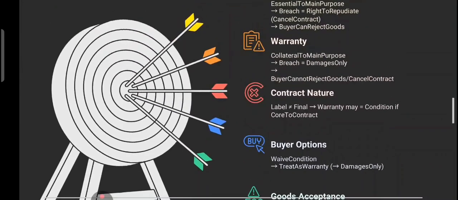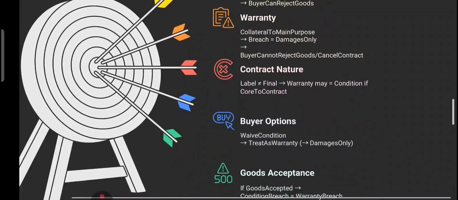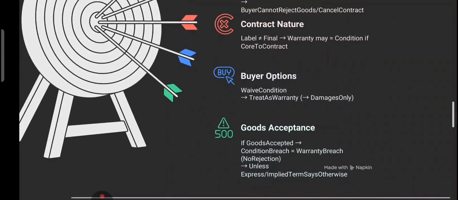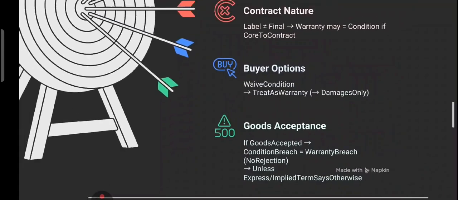To wrap it up, let's summarize the points we have covered. Condition means cancellation plus rejection. Warranty means damages only, and the buyer's choice makes all the difference. If the buyer accepts, he cannot say later in a letter that no, I will not accept it. If he has accepted, then it is expressed, right? That is the point. If the buyer accepts, it is treated as a warranty breach. The buyer can't reject the goods later unless the contract says otherwise. So I hope this concept is clear now.